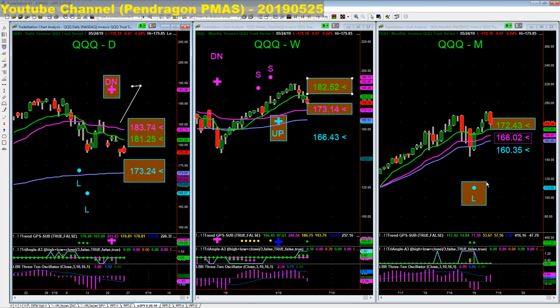So the same logic, same trading plan applied for QQQ as applied for SPY before, regarding the long-term player, the short-term player, and what have you. And the only difference is the price levels. All right, so that's QQQ.